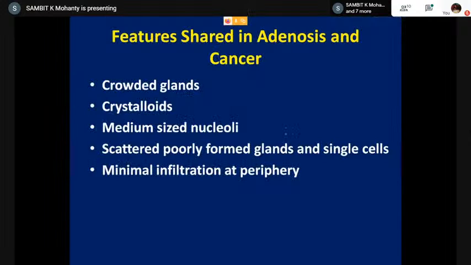So, features shared between adenosis and cancer: the glands can be very crowded in both. Crystalloids can be seen in both. Glands can have a small hypochromatic nucleus and nucleolus. Minimal infiltration can be seen in a cancer that may not be overtly infiltrative, and scattered poorly formed glands can be seen in adenosis with compression of the basal cells. So, to differentiate adenosis from cancer.